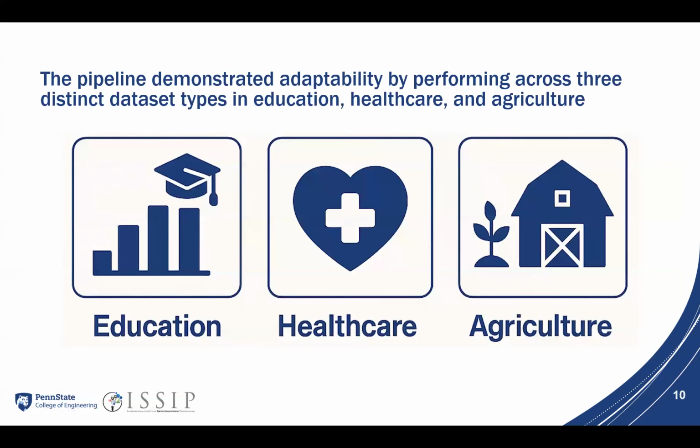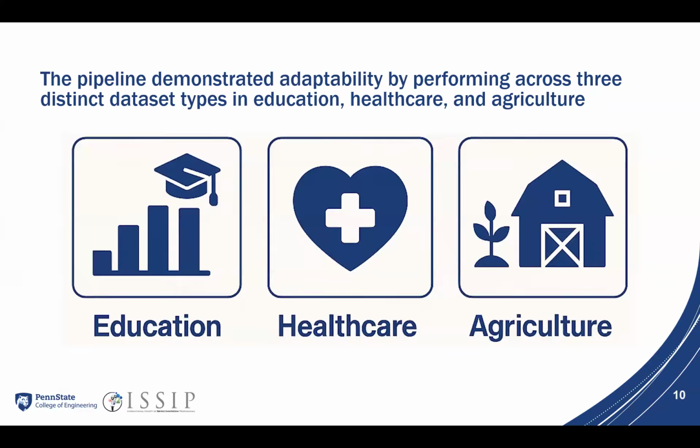So going on into the results, before evaluating performance, we first needed to confirm that our pipeline could handle different types of real-world data sets. To do this, we tested, as Colin mentioned, across three distinct data set types representing education, healthcare, and agriculture. Our data sets for education and health were from the University of Irvine Machine Learning Repository. The first data set, which was the student performance data set, was a mixed type that included a large number of categorical and numerical variables.